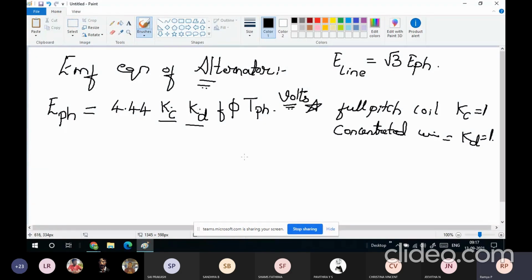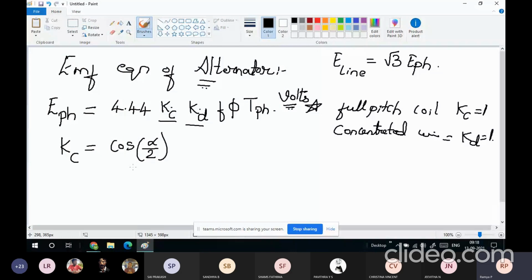Now suppose they have not given Kc and Kd, and it is not a full pitch or a concentrated winding type, then you are supposed to calculate Kc and Kd, right? In the previous class I gave the equation for Kc and Kd. Kc, that is the pitch factor, is given as cos of alpha by 2. So this alpha is nothing but the actual span of the coil, or you can also say alpha is the angle of short pitch. The angle will be given.